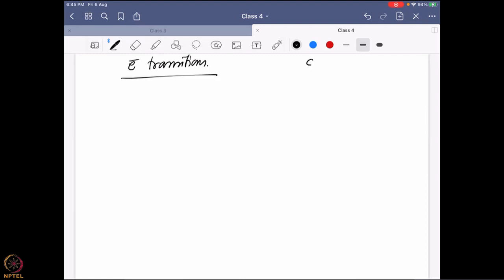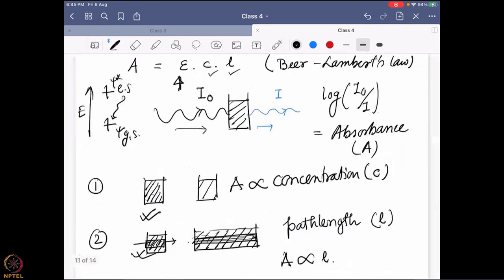And I'm going to tell you how the epsilon value is going to differ. So again, this epsilon value is coming from this equation of absorbance equal to epsilon into C into L. What will be the unit of absorbance? Absorbance doesn't have any unit because it is a ratio of intensity of light, log value of the same thing. So it will cancel each other out.